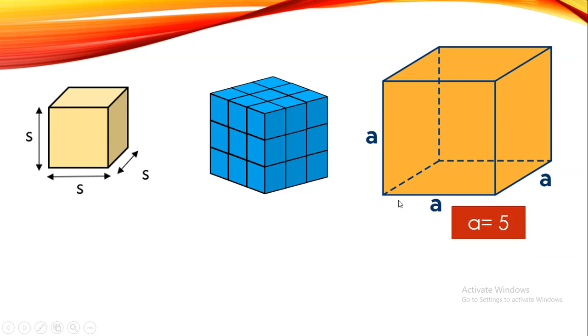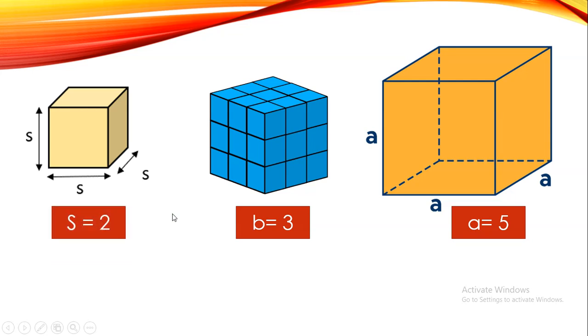Now this one, A, equals 5. That means the length is 5, the width is 5, and the height is 5. What about this one? B equals 3. Width, length, height equals 3. They are equal. S equals 2. That means the length is 2, the width is 2, and the height is 2.